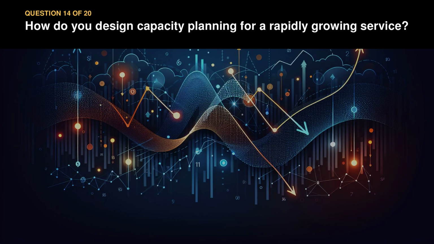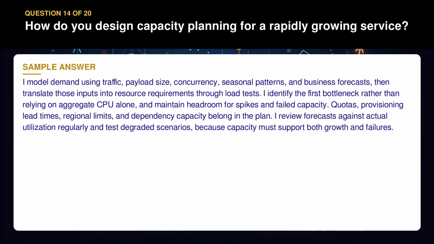Question 14. How do you design capacity planning for a rapidly growing service? I model demand using traffic, payload size, concurrency, seasonal patterns, and business forecasts, then translate those inputs into resource requirements through load tests. I identify the first bottleneck rather than relying on aggregate CPU alone, and maintain headroom for spikes and failed capacity.